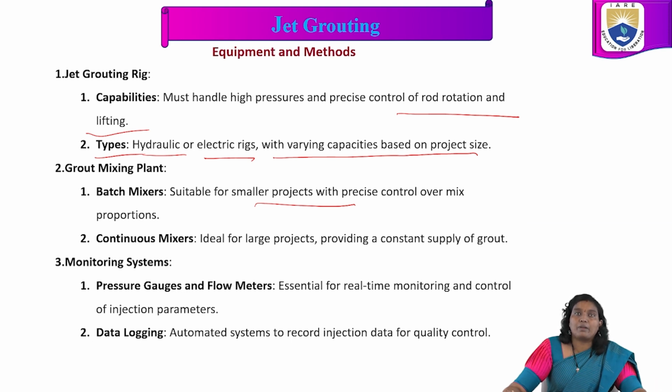Monitoring system: pressure gauges and flow meters, essential for real-time monitoring and control of injection parameters. Data logging: automated systems to record injection data for quality control.